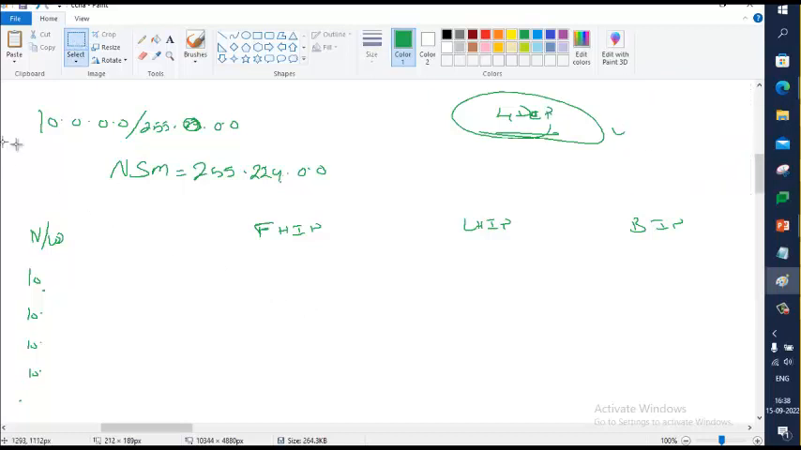When you take 3 bits, you will definitely get 7 subnets, out of which the first 4 we are going to use. Now tell me, what are those first 4? Again, start from 0 now. Don't leave this.